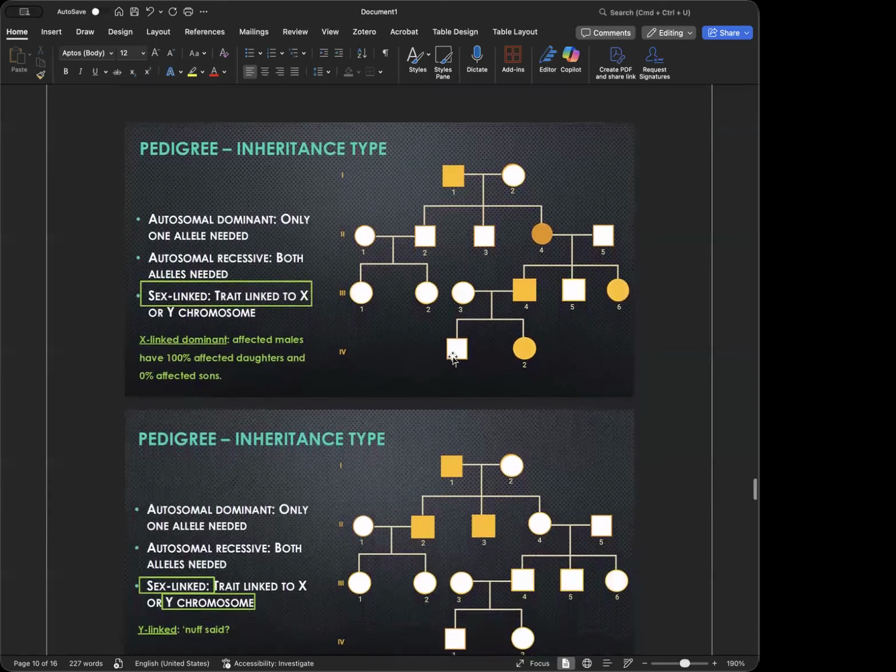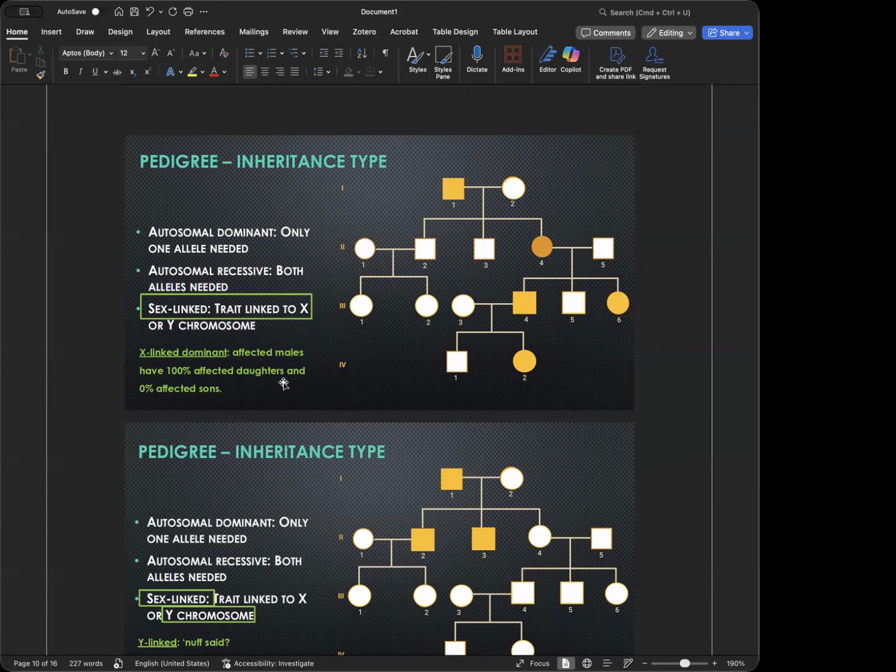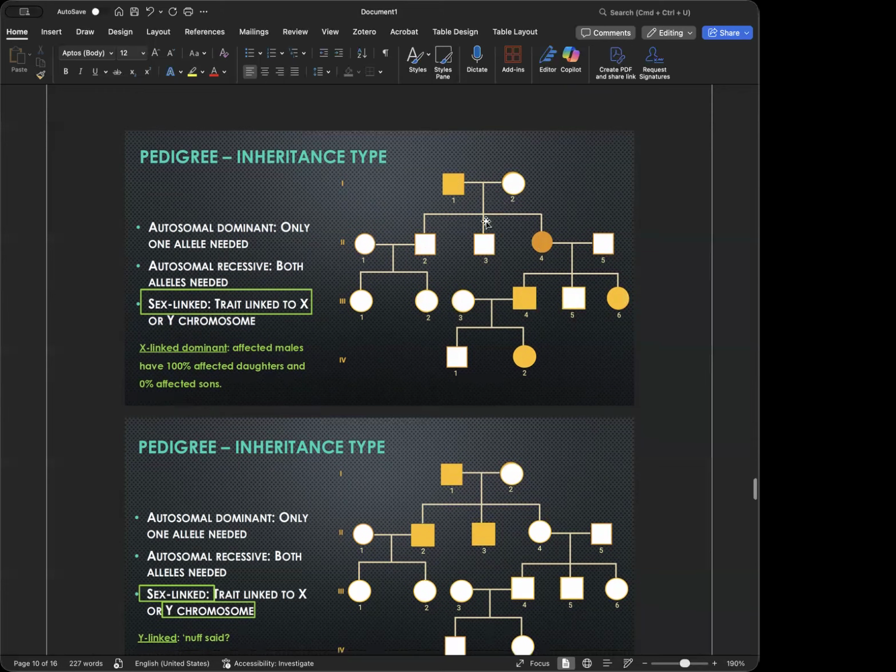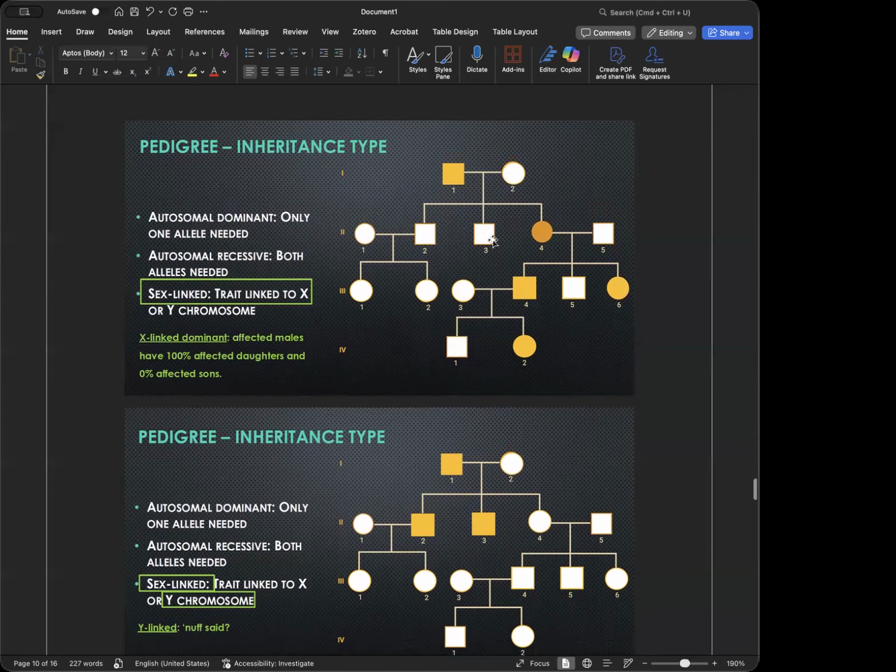An X-linked dominant trait, one affected male will have 100% affected daughters and 0% affected sons. This is because males will only ever give the X chromosome to the daughter. So if the male is affected, all of his daughters will get that affected X chromosome, but none of his sons will, because he has to give the Y chromosome to his sons.